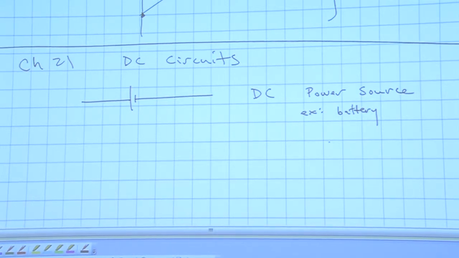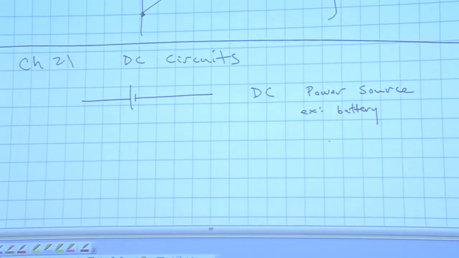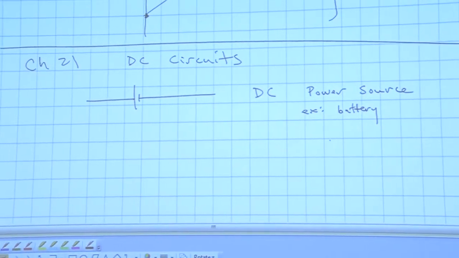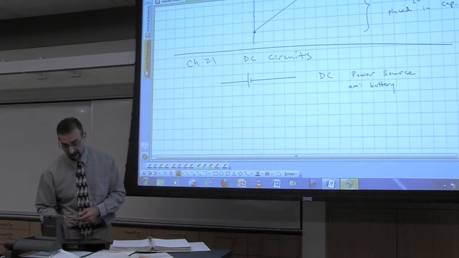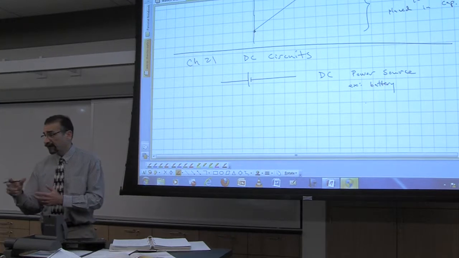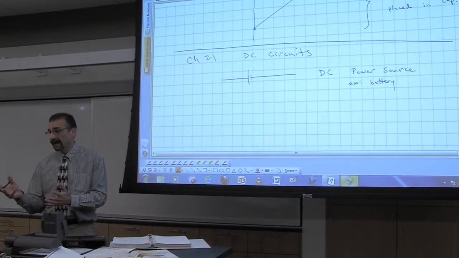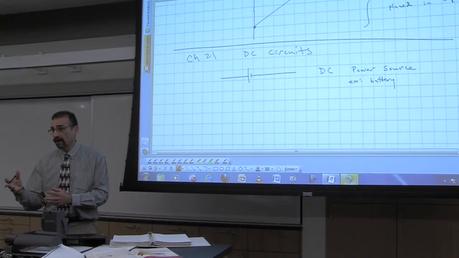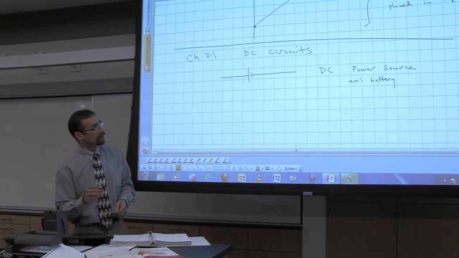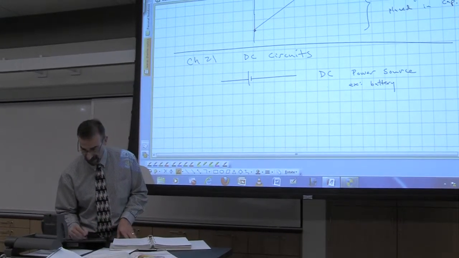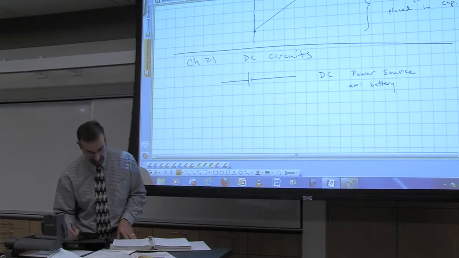A battery, like in your car, it's a 12-volt battery. It always puts out the same 12 volts. Current flows in one direction from the positive terminal to the negative terminal. Whatever it is, your battery, any battery in any of your devices, mobile devices, is a constant voltage source. The current flows from the positive terminal to the negative terminal, a DC power source, batteries.